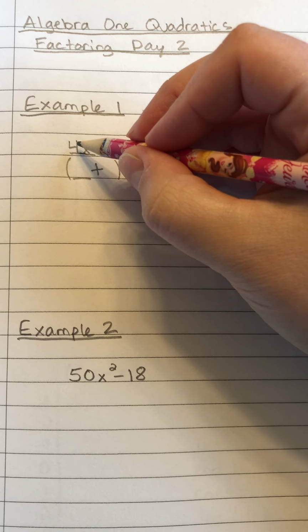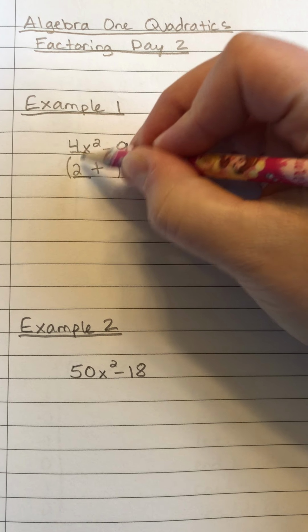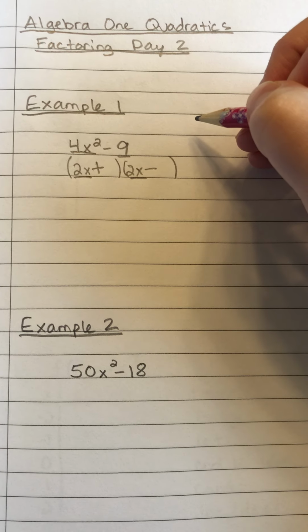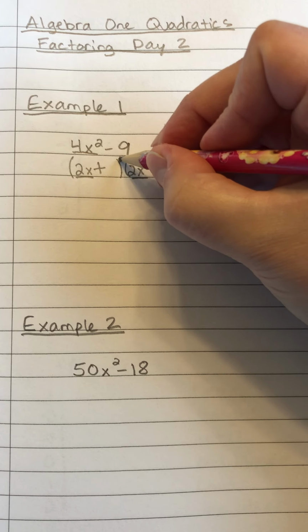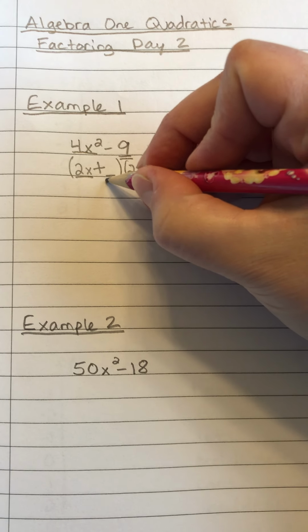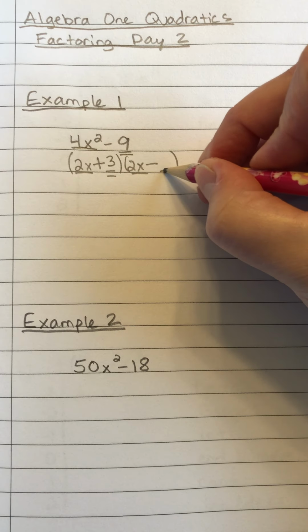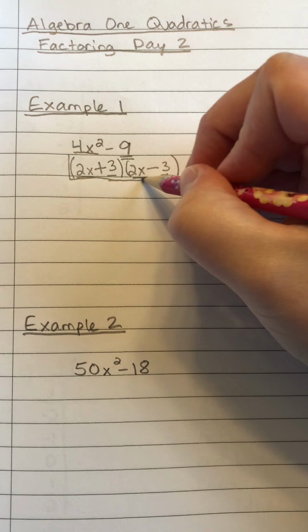So what is the square root of 4? It's 2. And what's the square root of x squared? It's x. So that's going to be my first term. Your second term, if I look at 9, what is the square root of 9? It's 3. Since it's the second term that I see in the problem, it's going to be the second term in each set of parentheses. And this actually is going to be your answer.